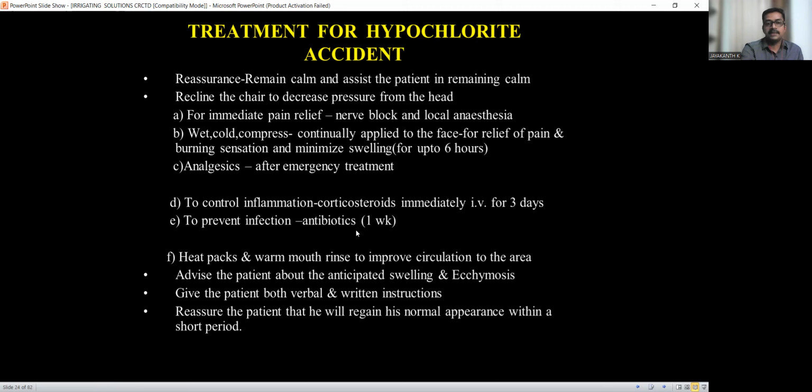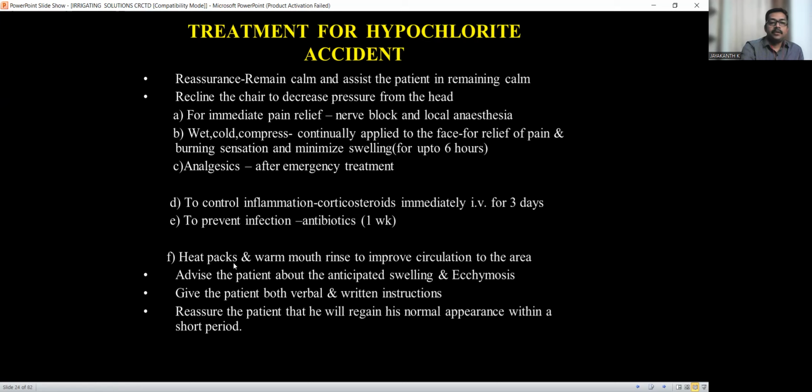And at that area, you can expect an incidence of secondary infection. So that is why you are to prevent the secondary infection. That is why you are giving analgesics. And the purpose of giving corticosteroids is to reduce any inflammatory reaction.